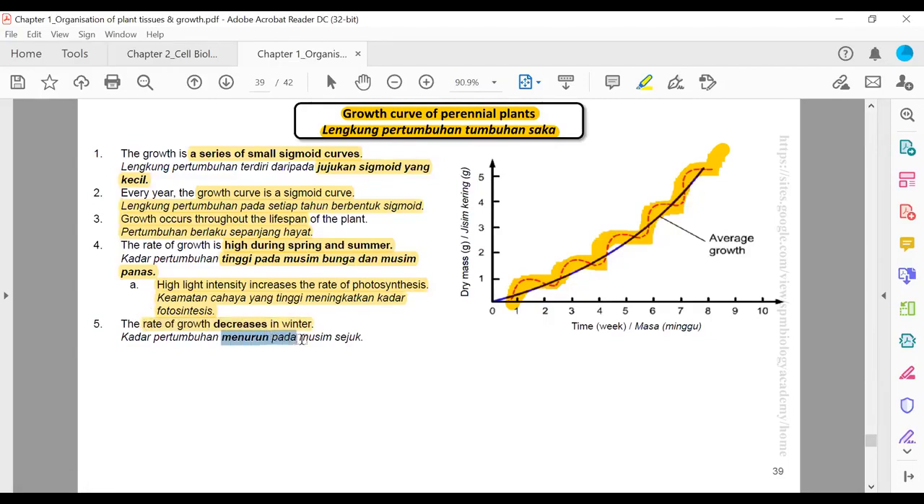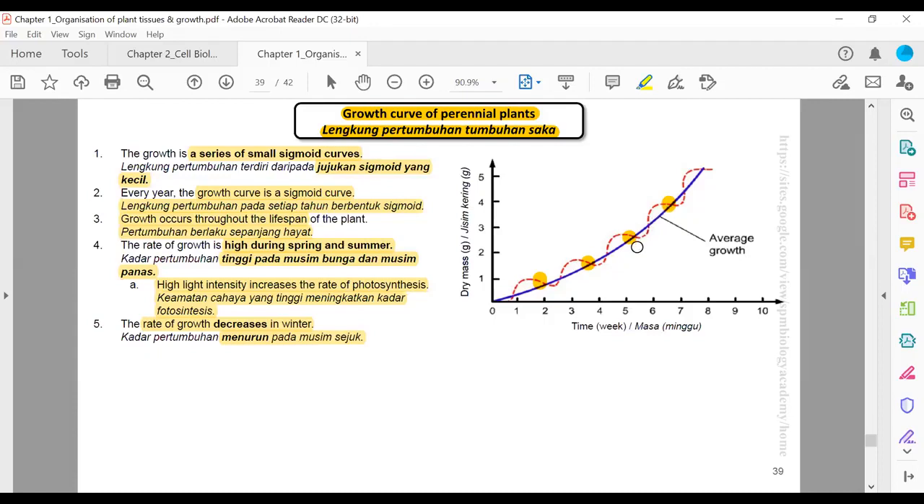The rate of growth decreases in winter. Kadar pertumbuhan menurun pada musim sejuk. That is shown by this part of the graph. Why is there negative growth here? Also negative growth here. Also negative growth here. Also negative growth here. Because of the winter time. Due to not much sunlight, the temperature is not very suitable, tak sesuai. So their growth rate decreases, or their growth rate becomes zero. Then that is why this part shows negative growth.